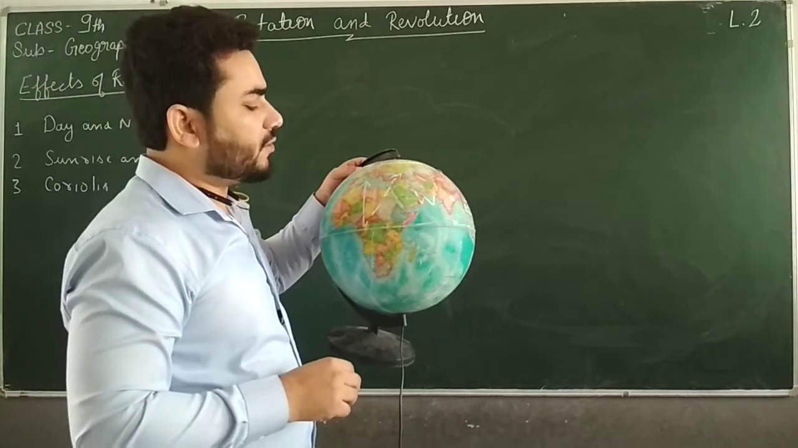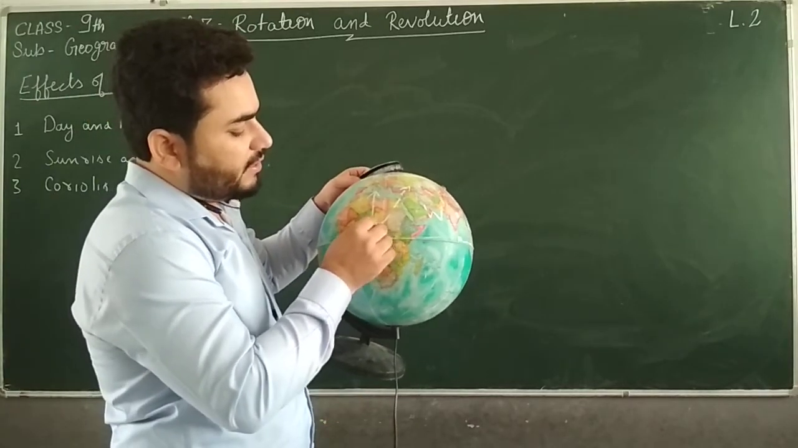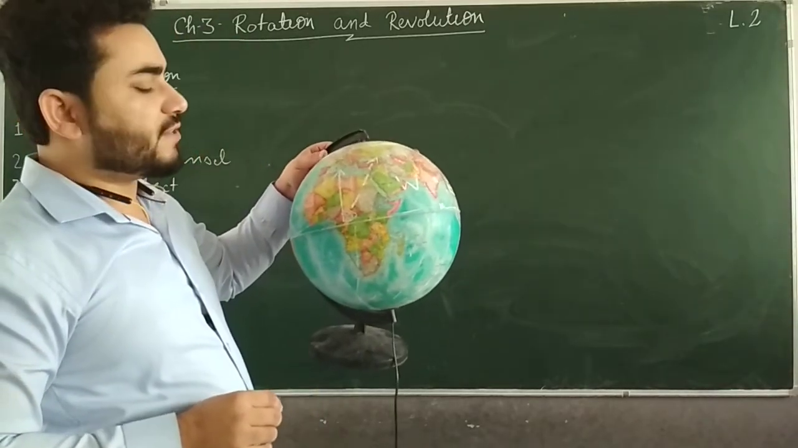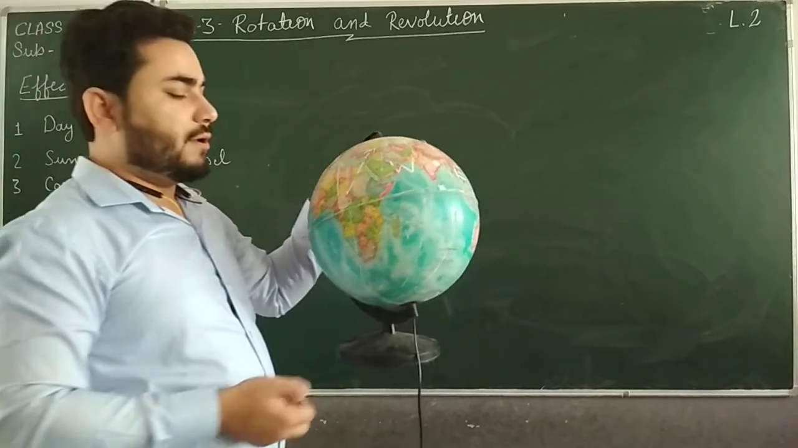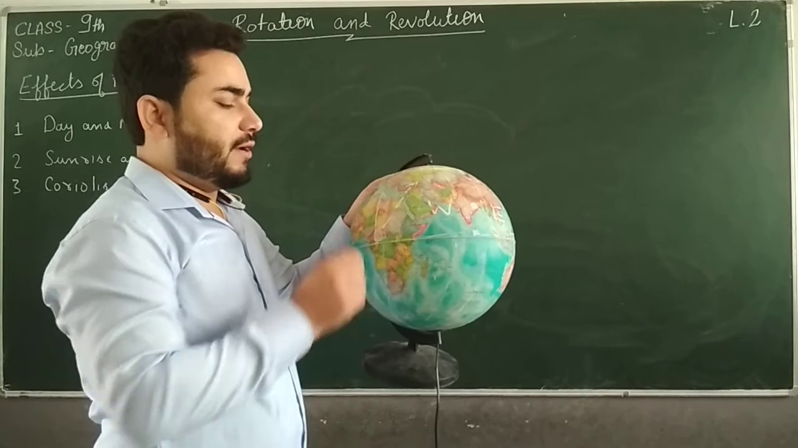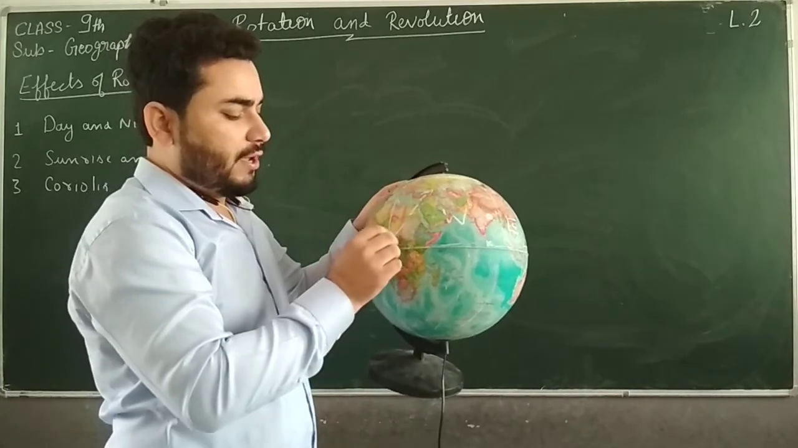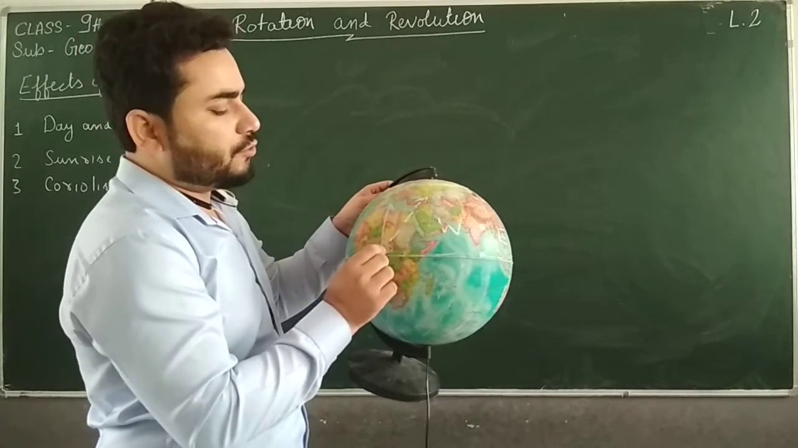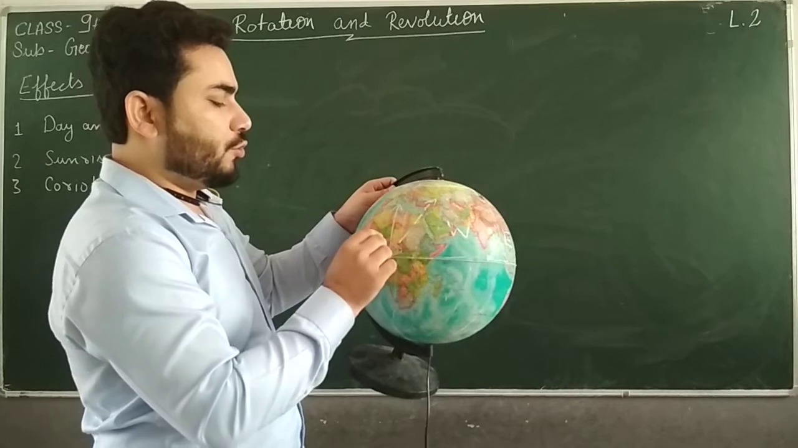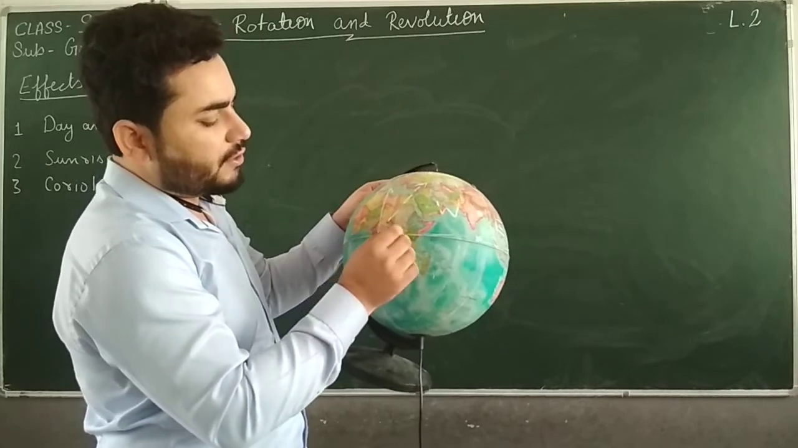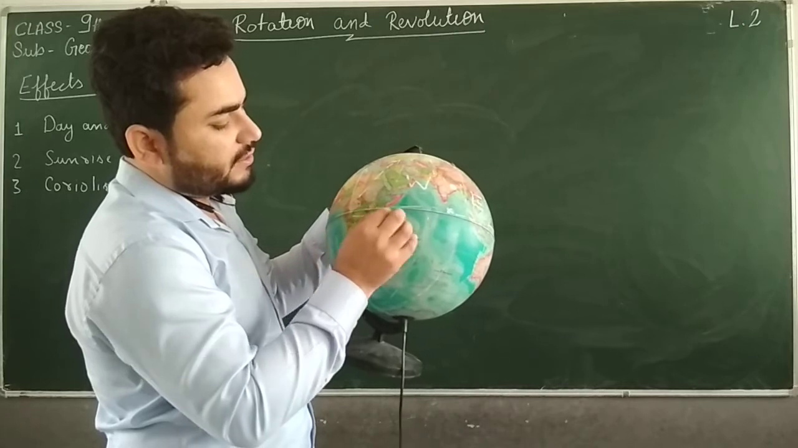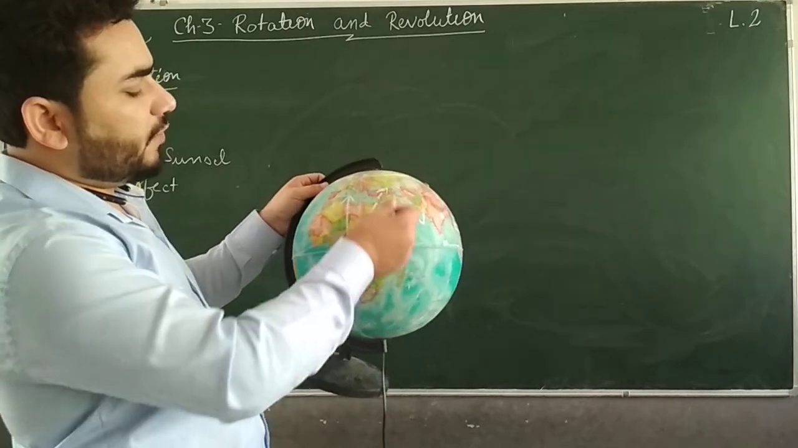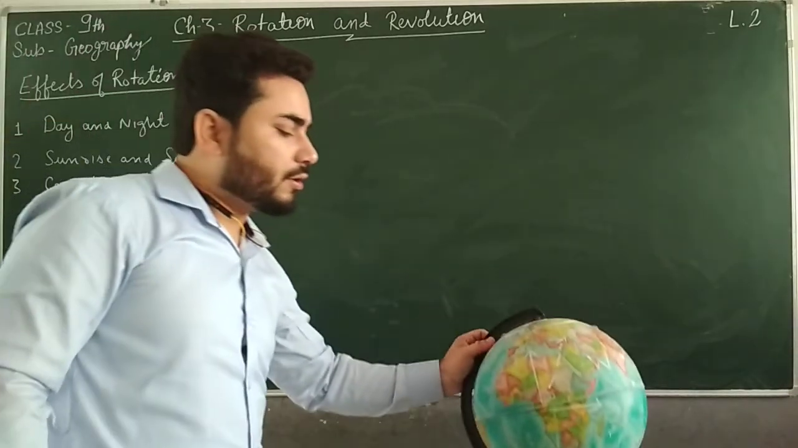Why is it getting deflected? Because at this place, when this object was here, it was experiencing more rotational force or speed than at this place. So here you have more speed, here you have less speed. So when you try to move this way, one force you are applying in this direction, and another force of Earth's rotational motion is in this direction. So the result will be this. This is called the Coriolis effect.